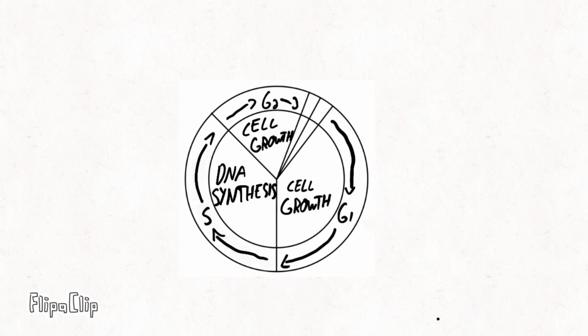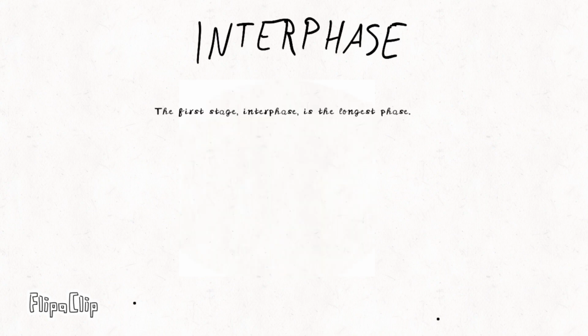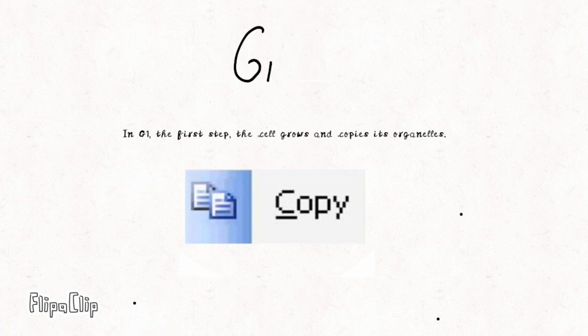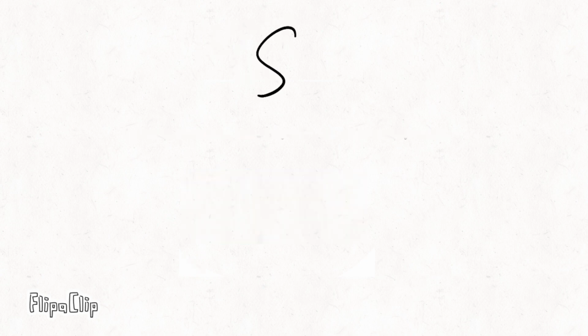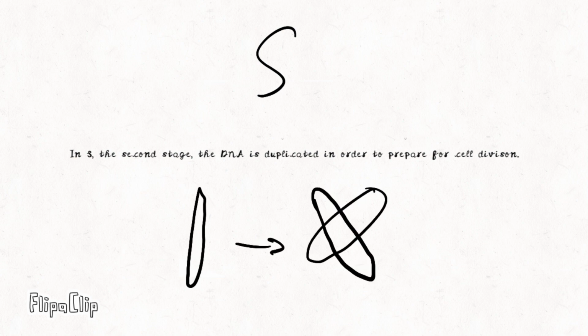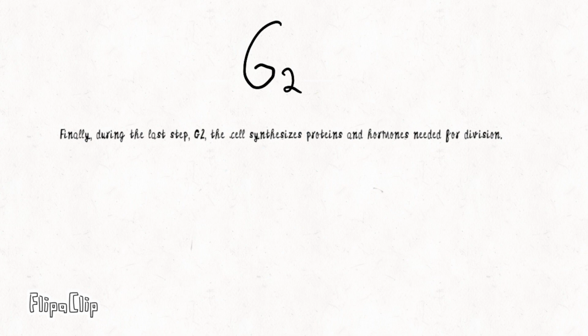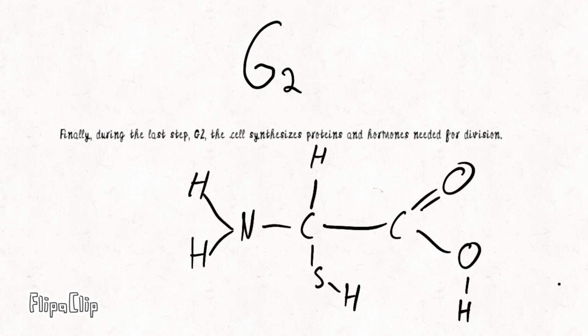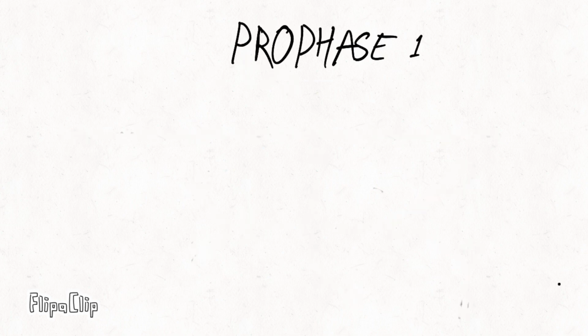The first stage, interphase, is the longest phase, preparing for division. In G1, the first step of interphase, the cell grows and copies its organelles. In S, the second stage, the DNA is duplicated in order to prepare for cell division. Finally, during the last step, G2, the cell synthesizes proteins and hormones needed for division.